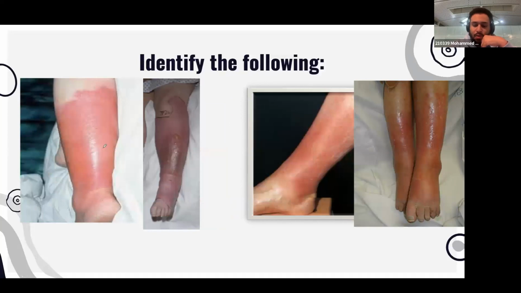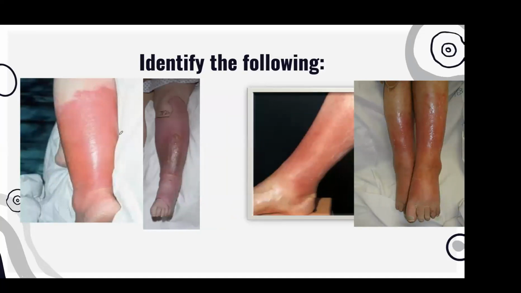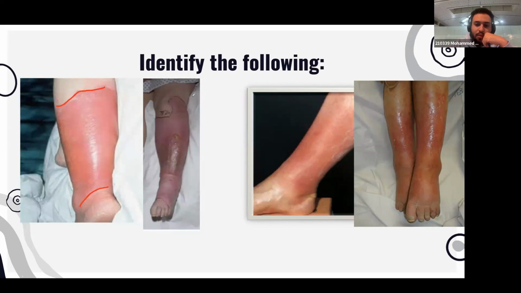Tell me what this first one is. Cellulitis, the left one. It's not well demarcated. Erysipelas, the right one. Can you tell that there is a line separating? Is it well demarcated? Yes. Most common organisms for both.